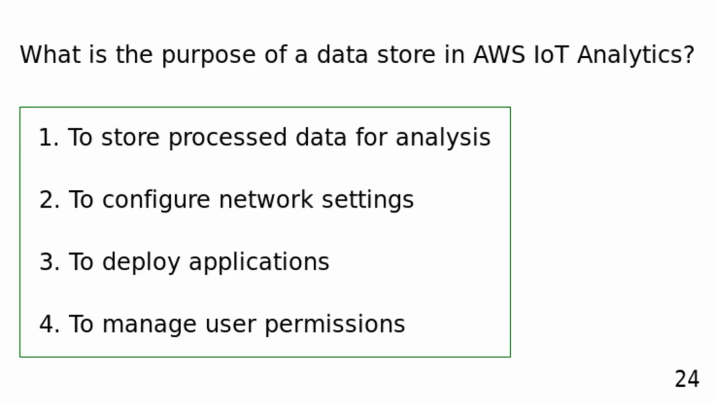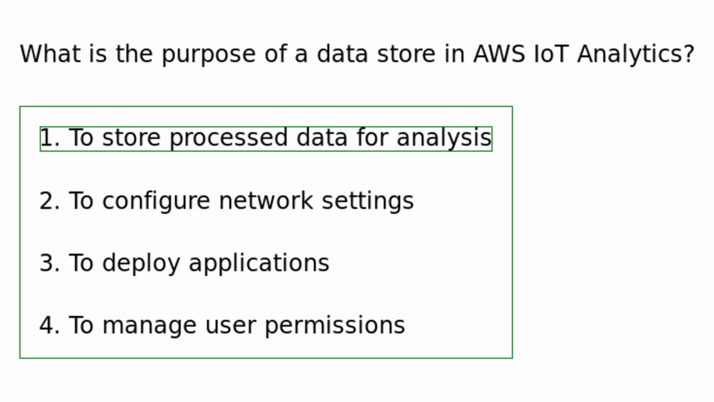What is the purpose of a data store in AWS IoT Analytics? To store processed data for analysis. To configure network settings. To deploy applications. To manage user permissions. A data store in AWS IoT Analytics is used to store processed data for further analysis.